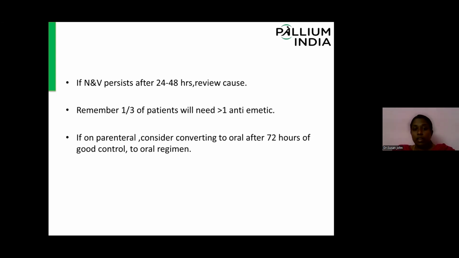And remember, one third of the patients will need more than one antiemetic. That is because sometimes the patient has more than one mechanism for the vomiting, so at that time they may need more than one antiemetic. If on parenteral, consider converting to oral after 72 hours of good control. If the patient is not able to take oral, we start on a parenteral route. After 72 hours of good symptom relief, you can convert to an oral regimen, because most of the time patients prefer oral rather than IV or subcutaneous. So that is the most important.